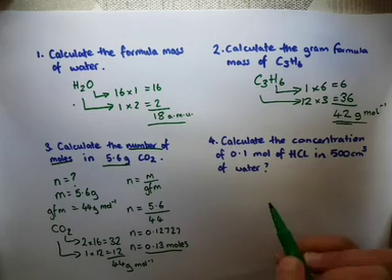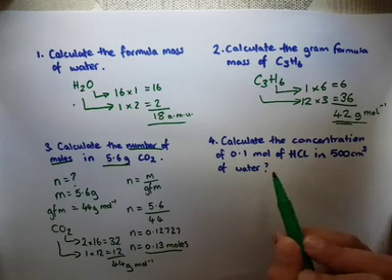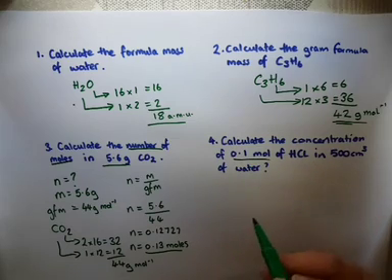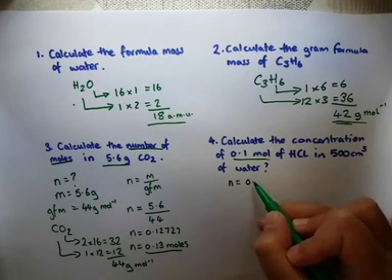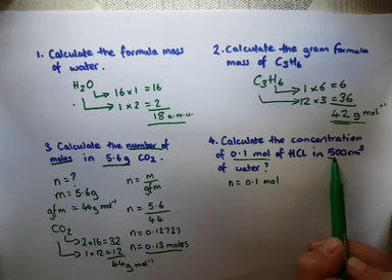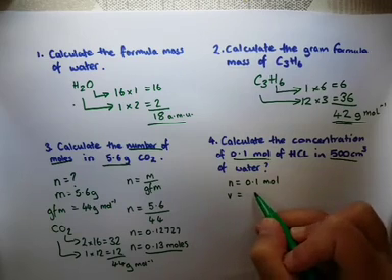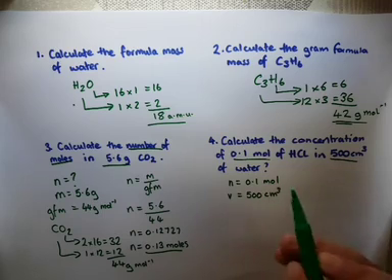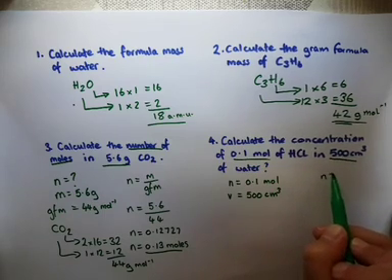Okay, example 4. Calculate the concentration of 0.1 moles of hydrochloric acid, HCl, in 500 centimetres cubed of water. So again, we're told a number of moles, so this time we've got a value for n, 0.1 mole. And we're also given a number in centimetres cubed, so you should know that centimetres cubed is a measure of volume, so 500 centimetres cubed. When you see moles in volume or moles in concentration, you know you're going to need to use this equation, n equals CV.